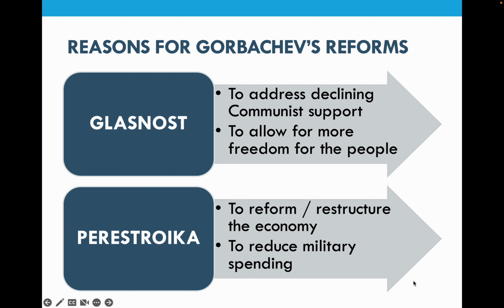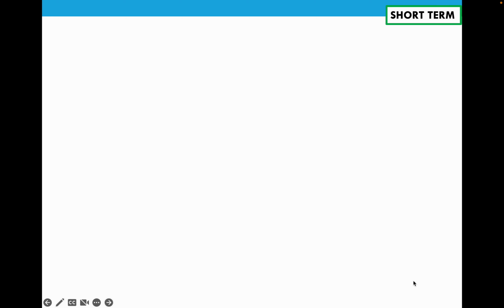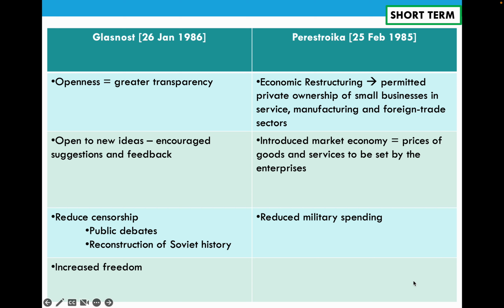So why did he implement glasnost and perestroika? For glasnost, he wanted to address the declining communist support and to allow for more freedom for the people. For perestroika, he wanted to reform and restructure the economy and to reduce military spending. Glasnost, which means openness, essentially called for greater transparency, freedom of speech and expression. Gorbachev believed that the changes that he envisioned for the Soviet Union could only happen if the economic and social problems of the country were allowed to be discussed openly.